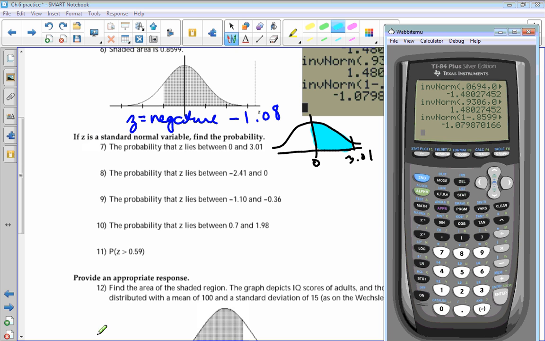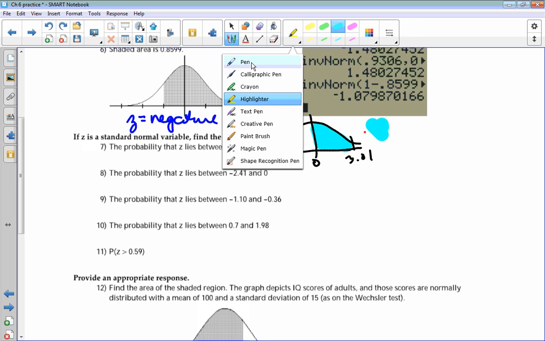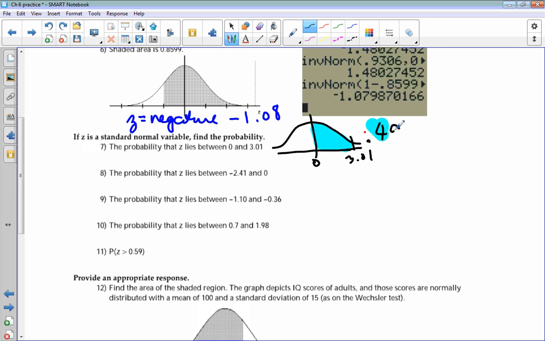So on my calculator, I'm going to go to second, distribution, and now I'm going to use normal curve. So my lower is 0, my upper is going to be 3.01, and I'm going to enter and come down here to paste, enter, and enter, and I'm going to find that it's 0.49869, so 0.4987.